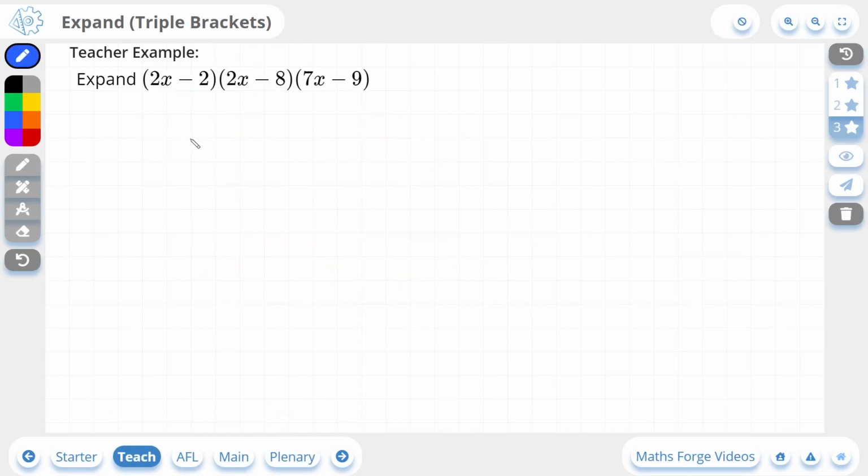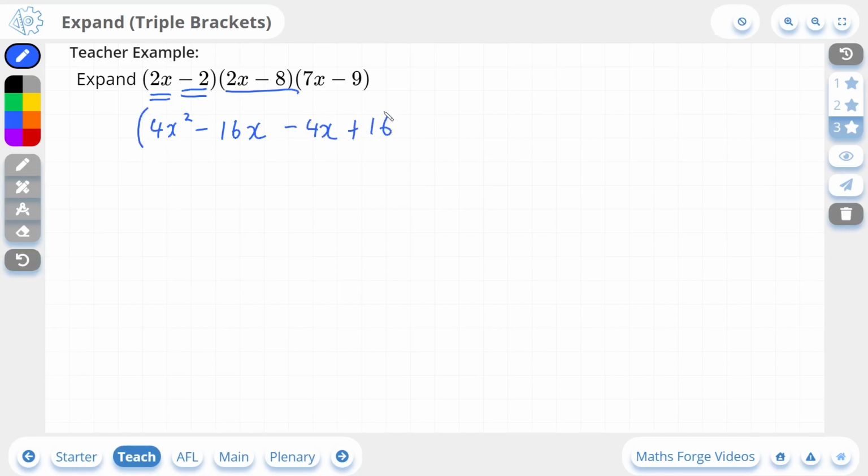Now let's do a three-star example. In the 3-star examples, the x's just have a coefficient in front of them, so it's going to make things slightly more complicated when it comes to multiplying the numbers out. So let's get started. We're going to do our first 2 brackets multiplied together, as we've done in the 1 and 2-star examples. So we're going to have 2x multiplied by everything in the second bracket, which is going to give us 4x squared minus 16x. And we're going to do the same with the negative 2 multiplied by everything in the second bracket, which is going to give us negative 4x plus 16.